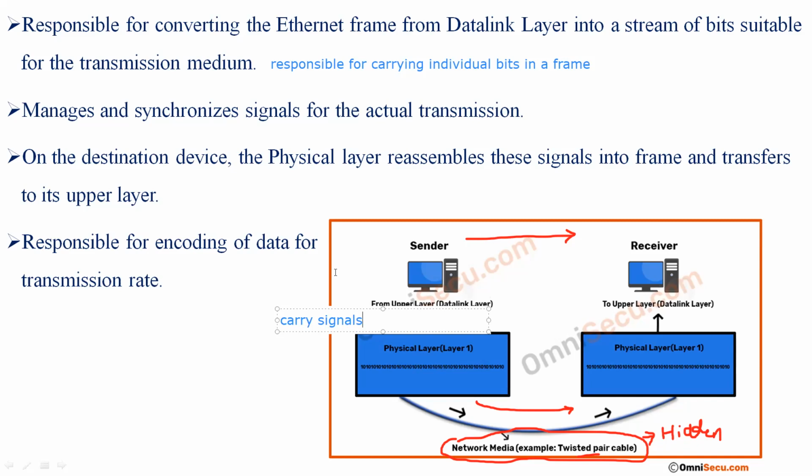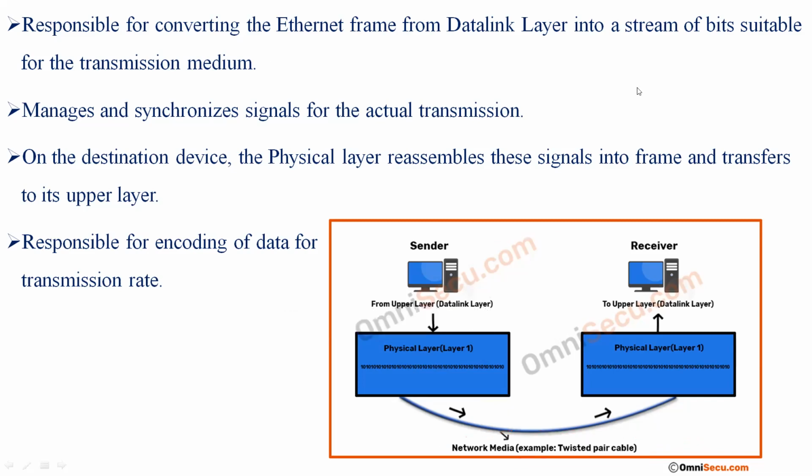So the bits received in a frame from the data link layer are transformed and sent through the transmission media. The logical unit between the two physical layers in two devices is a bit. So this is about the physical layer, or layer 1 of the TCP/IP protocol.